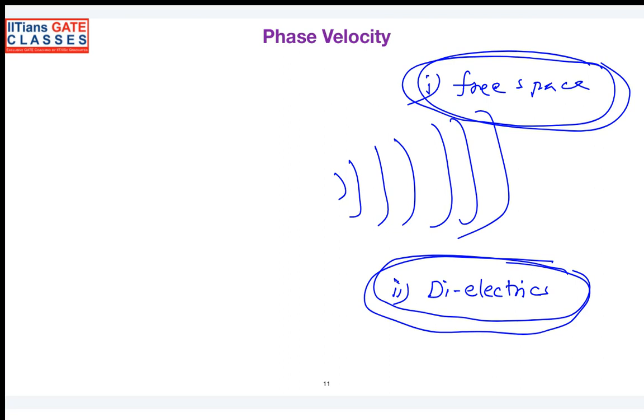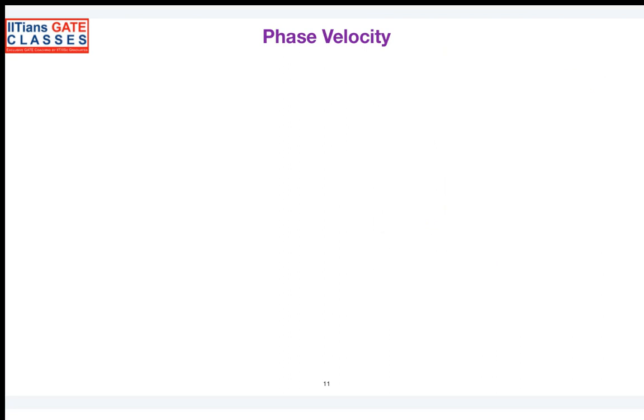So if you want to define the phase velocity, first let me write the equations for the electric field and magnetic field of a uniform plane wave. The equations are: E of z comma t is equal to E naught e power minus gamma z e power j omega t ax cap, and similarly H of z comma t is equal to H naught e power minus gamma z e power j omega t ay cap. If you remember, I gave these equations in the last class.